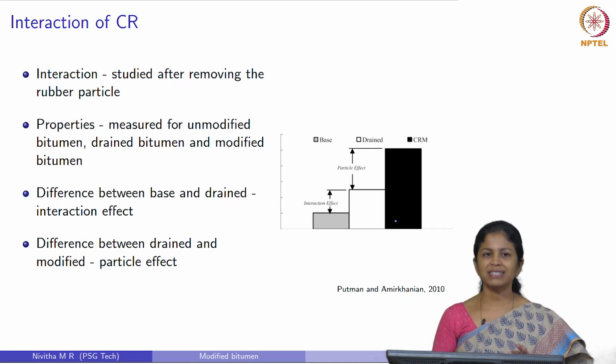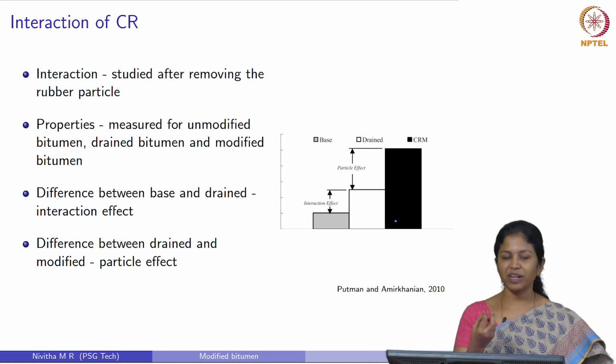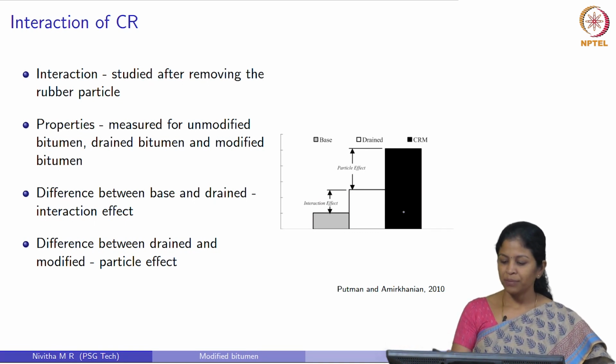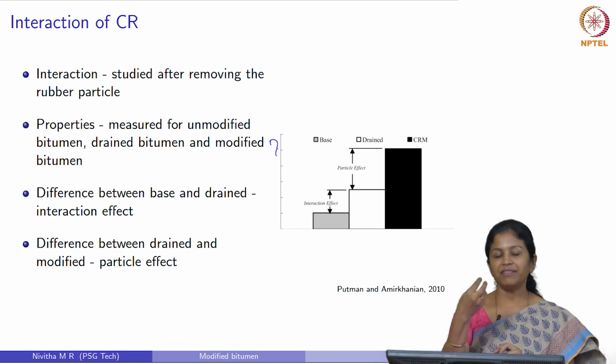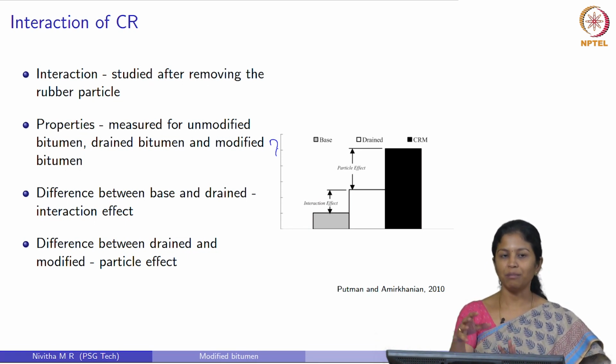Now there is one study which Putman and Amirkhanian have done to quantify the effect of this interaction and filler effect on the improvement in properties of this crumb rubber modified bitumen. So here is an image which shows, let us take the y-axis as some measure, a viscosity parameter. What they have done here is, they have taken crumb rubber particles, added them to bitumen, prepared crumb rubber modified bitumen, and then using some method they have filtered out these crumb rubber particles.